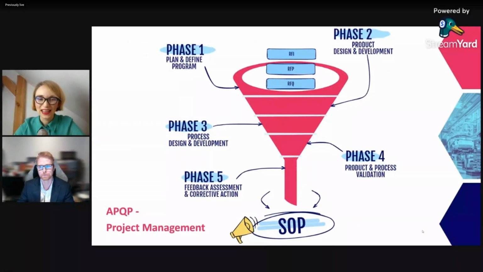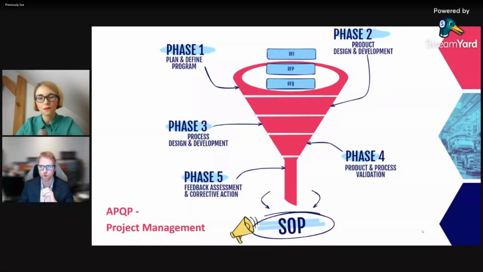Let me also display for you this slide, because it's really summarizing what we were talking about tonight. Not everything, maybe, but the idea where we are tonight. Okay, RFI, RFP, RFQ, it is here.